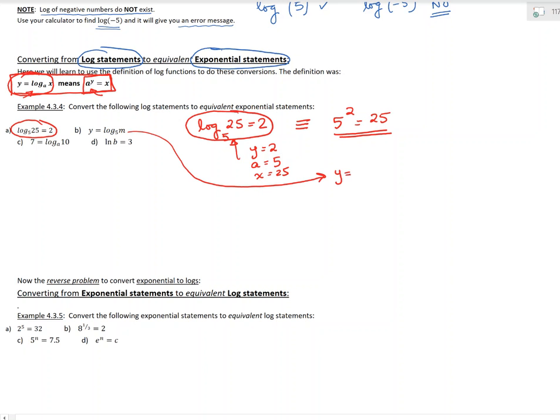So y is log of m and base is 5. So clearly this is the a value, this guy is x, and this is obviously y. So therefore the equivalent statement would be a, which is 5, raised to the power y, which is y in this case, equals x, and x happens to be m. So this is the answer.